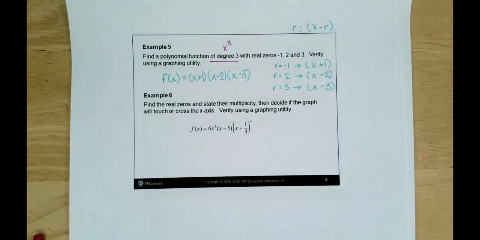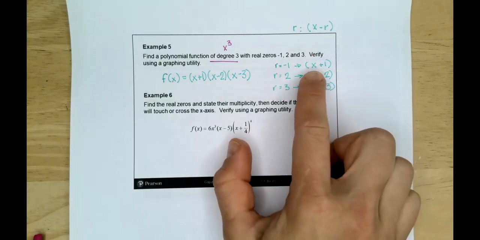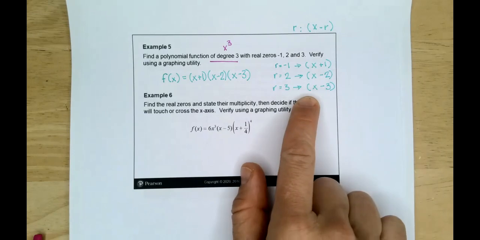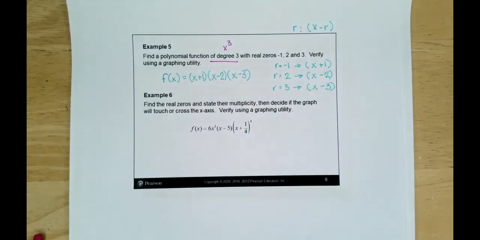Okay? So if they ask you to find a polynomial of a degree and give you a number, and then they give you the real zeros, translate the real zeros into factors, and then ensure that when you multiply those factors, you get the correct number of degrees. If not, raise the power of one of the factors.